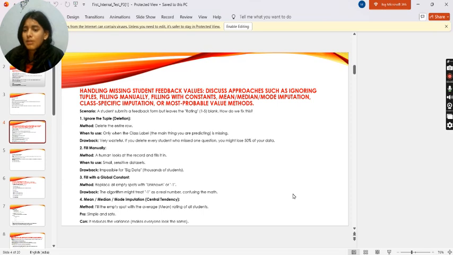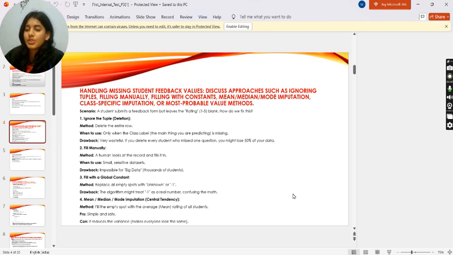Fill manually. Method: a human looks at the record and fills it in. When to use: small sensitive database. Drawback: impossible for big data, thousands of students. Fill with a global constant. Method: replace all empty spots with unknown or -1. Drawback: the algorithm might treat -1 as a real number, confusing the math.